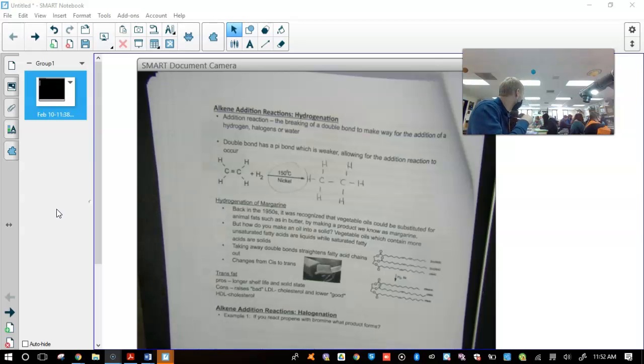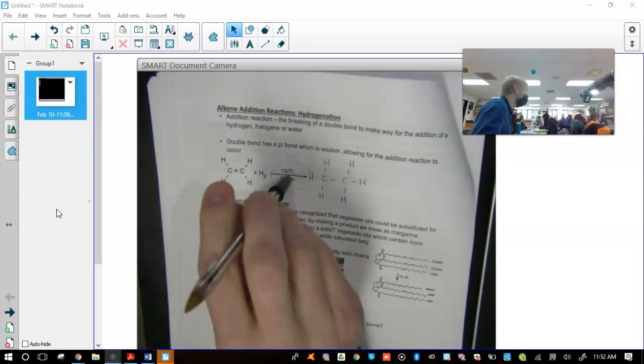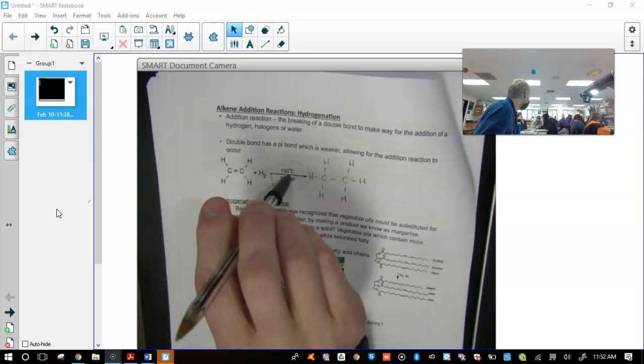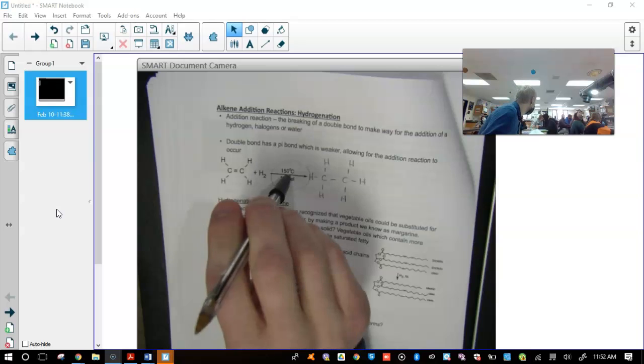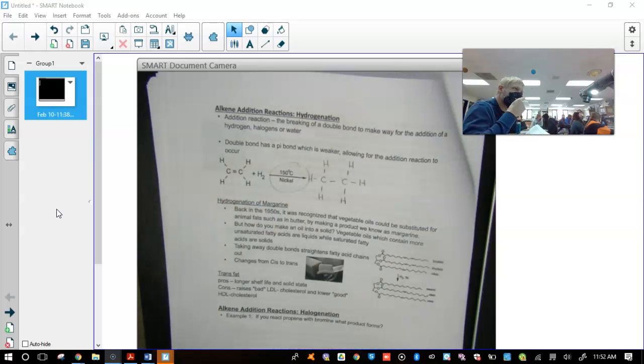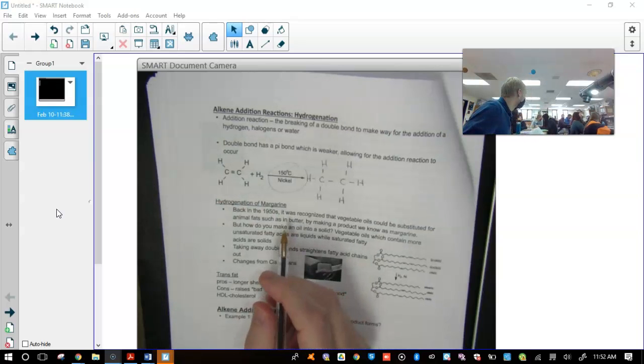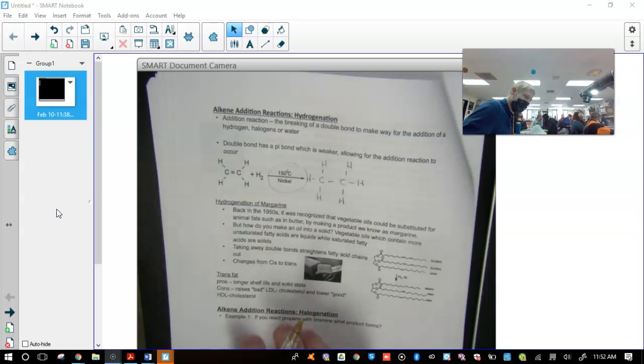Isn't that right, Ben? Yeah. What's the catalyst? Anybody know? Ben, do you know the catalyst? Ben knows, actually. What's the catalyst? Did you say nickel? Oh, nickel. All right. Yeah. It's on my paper. It is. And it's right there.